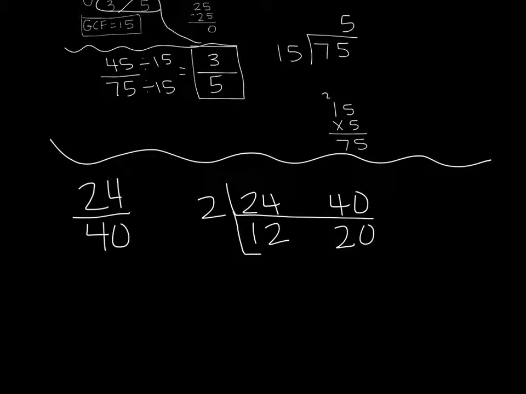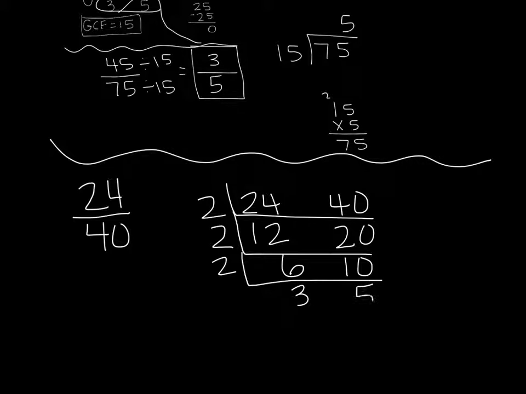Again, both even. 2 goes into 12 6 times, 2 goes into 20 10 times. Again, both even. 2 goes into 6 3 times, 2 goes into 10 5 times. Now I'm done because 3 and 5 have nothing in common except for 1. Therefore, 3/5 is my reduced fraction.